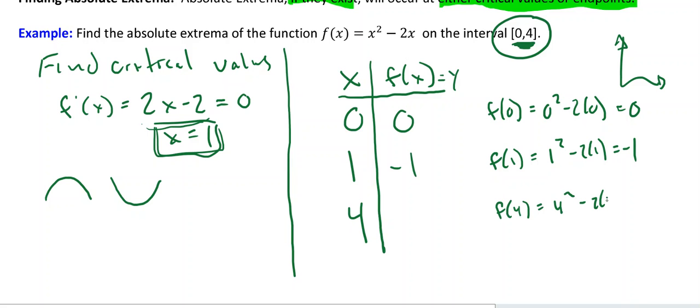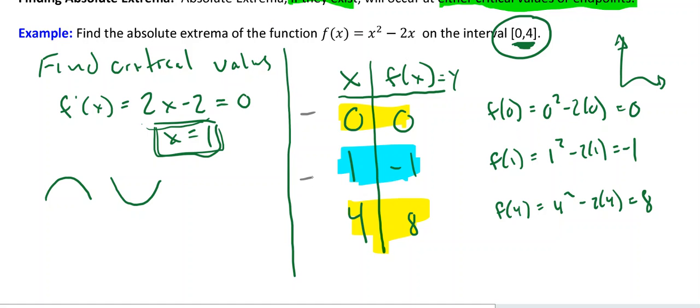So what we're looking for is the absolute highest and lowest point of these. We have the endpoints, right? This is the endpoint, and this is the endpoint, and we have the critical value. Remember, the absolute extrema, the highest or lowest point on the graph, will occur at one of these three places, nowhere else.